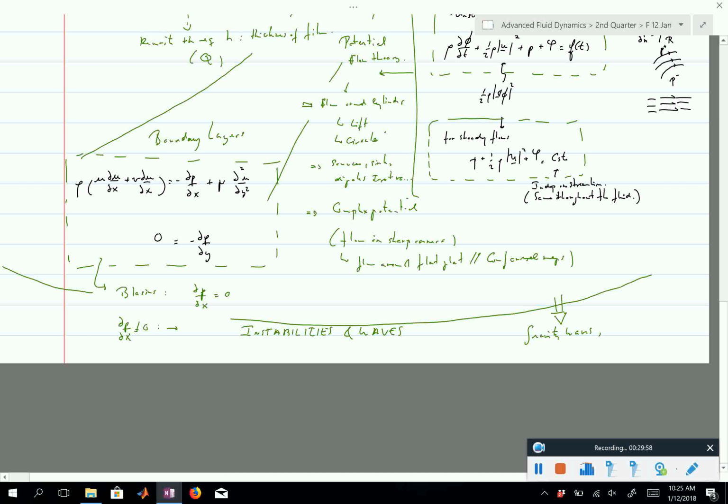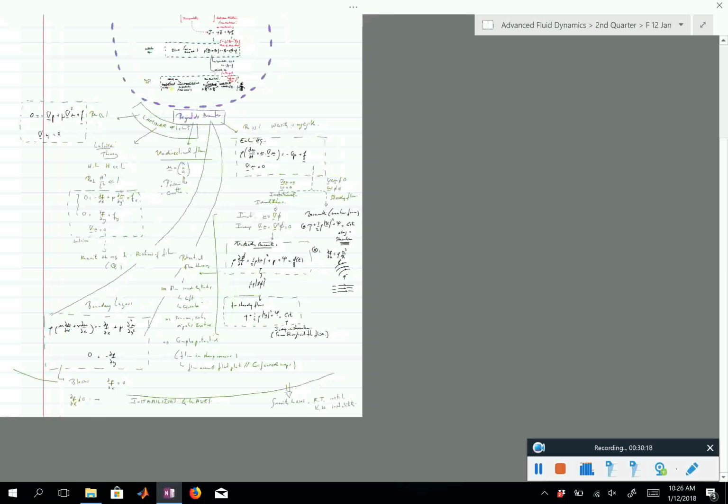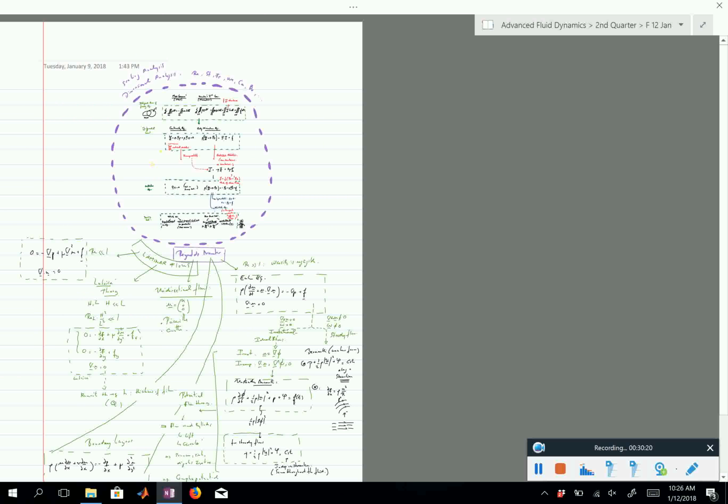and we discussed the Rayleigh-Taylor instability, and we discussed the Kelvin-Helmholtz instability. And so if you zoom out, then this is sort of a review of everything that we discussed in this class.